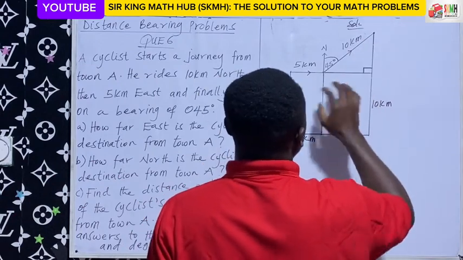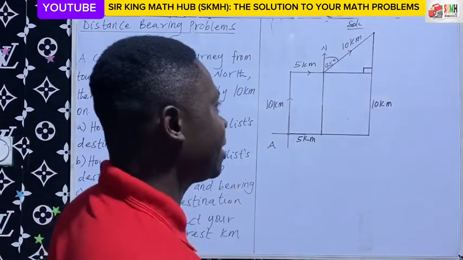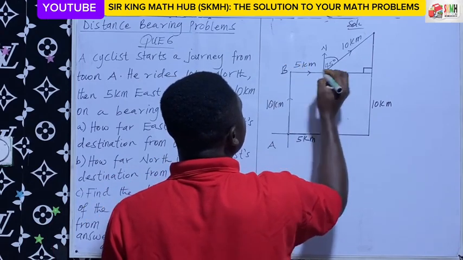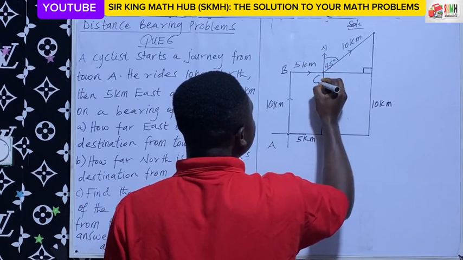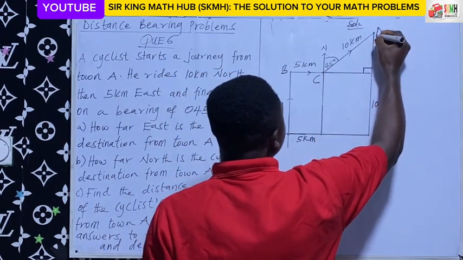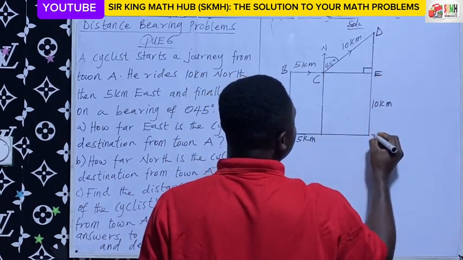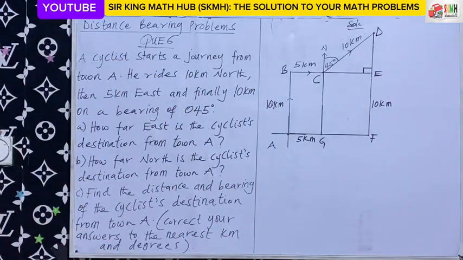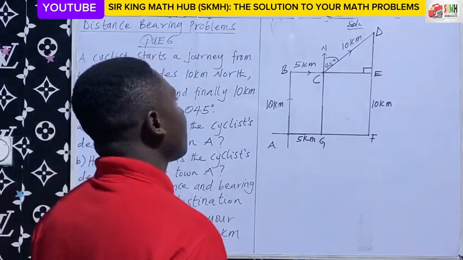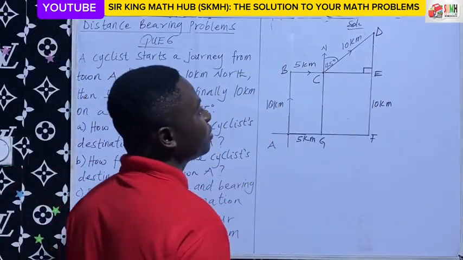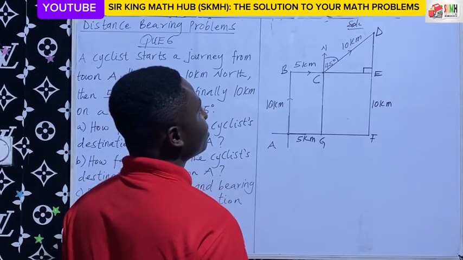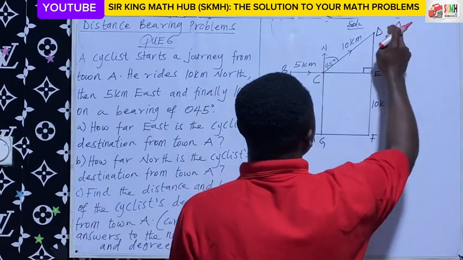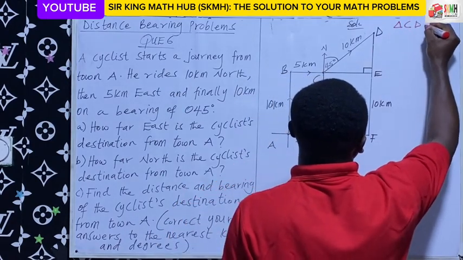So before we even start the calculation, let's label our diagram. So here is A, I'm labeling here as B, this point here as C, this point here as D, here as E, here as F, and then here as G. So that is what I've done. So now, how do we name this right angle triangle here? I'm naming this right angle triangle CDE.